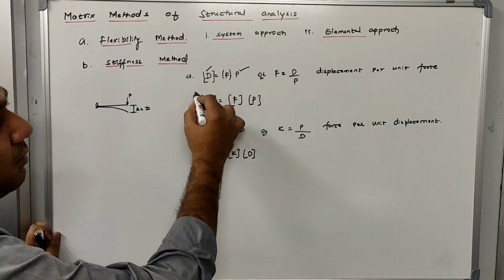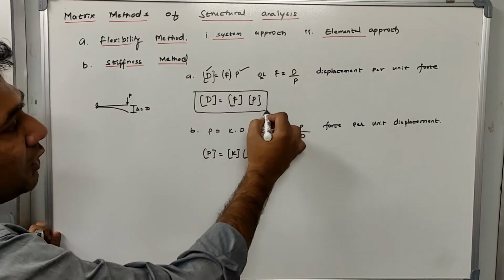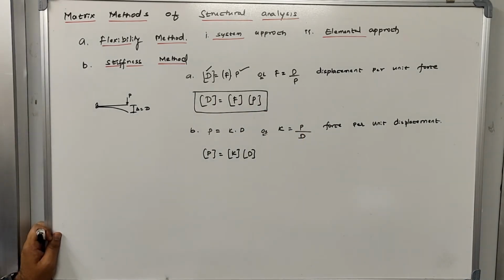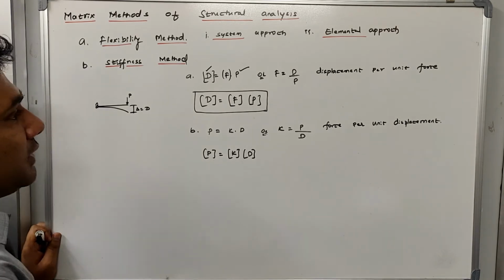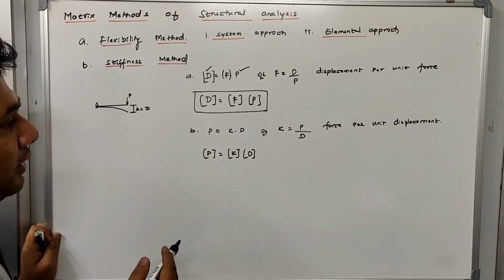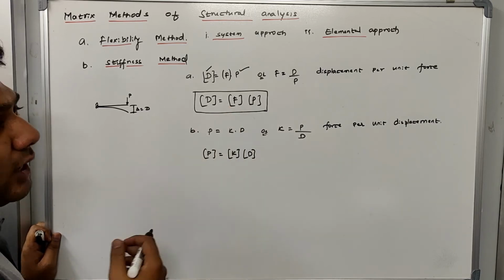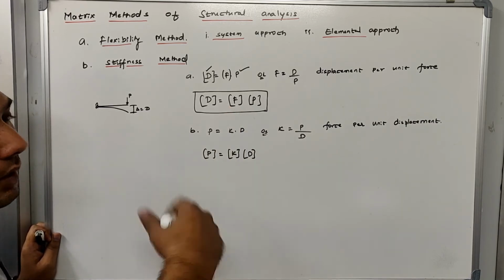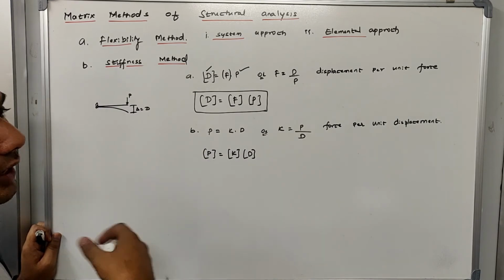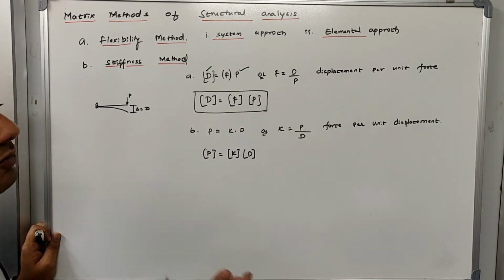Okay, so this is the basis on which we are going to analyze a structure. Okay, next, going to stiffness method. In stiffness method, this is quite different compared to that. Okay, in flexibility we are trying to understand how flexible an element is. Now in this method we are trying to determine how stiff an element is.